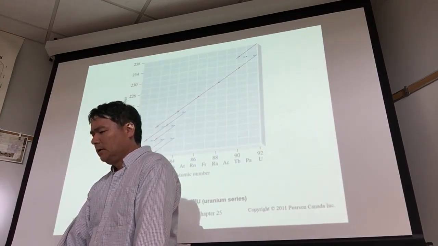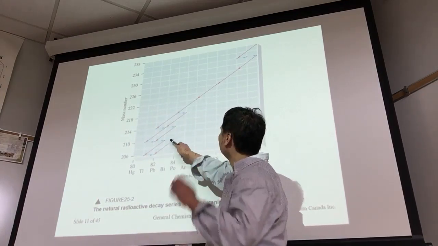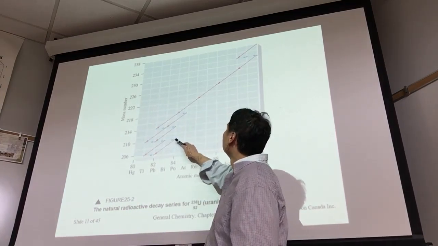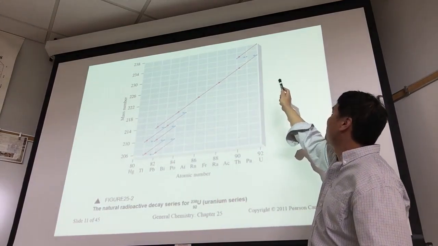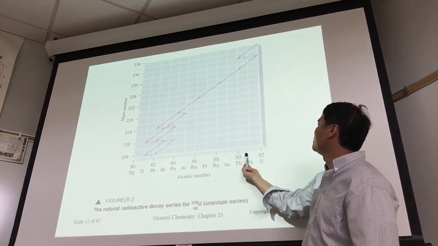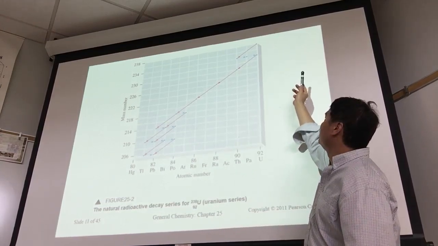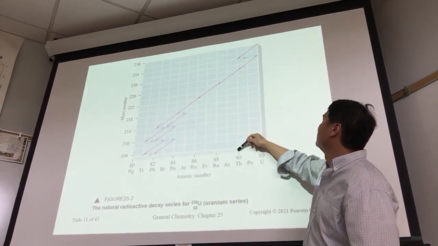Here is a decay series. The red line is an alpha, the blue line is a beta. If you start off with U-238, then we'll have an alpha, beta, beta. You can see how it changes here, because with an alpha, you lose 2 protons, so you're at element 90.